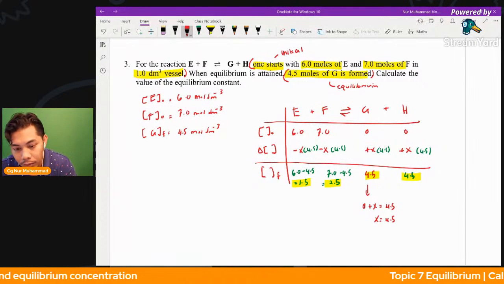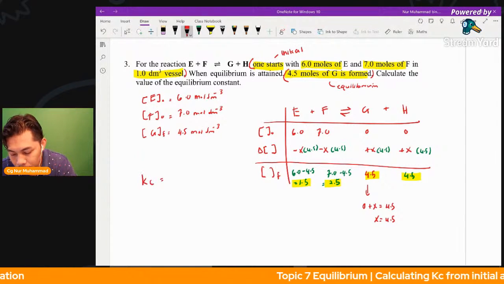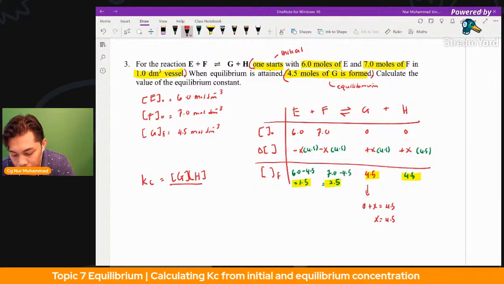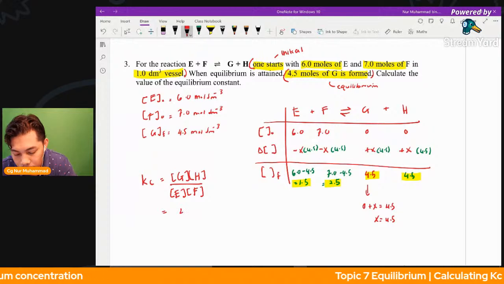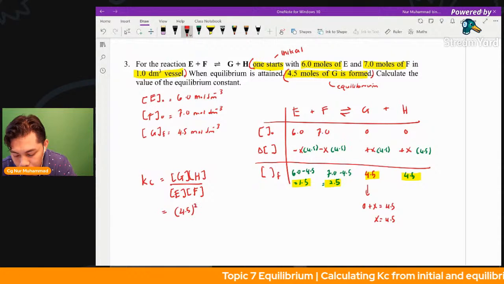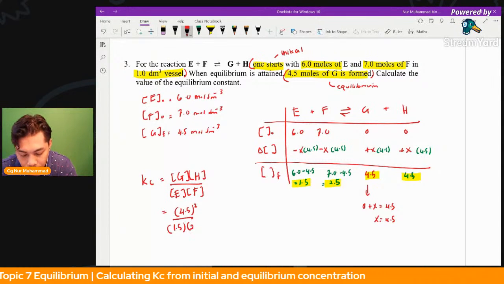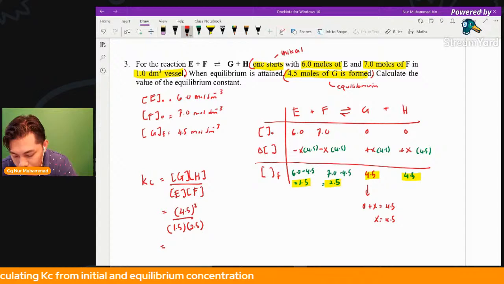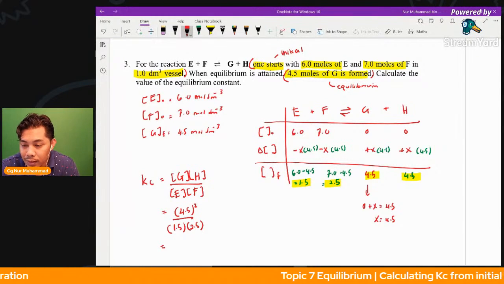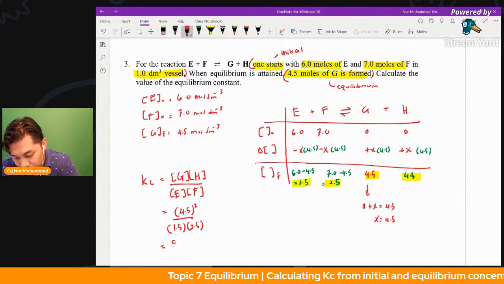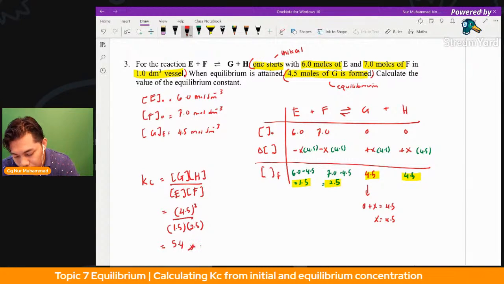Okay, the next step is you can use the formula of Kc. So concentration of G times concentration of H divided by concentration of E times concentration of F. Insert the values: 4.5 to the power of 2 divided by 1.5 times 2.5, and the final answer is what, class? The final answer is 5.4. So this is the final answer.